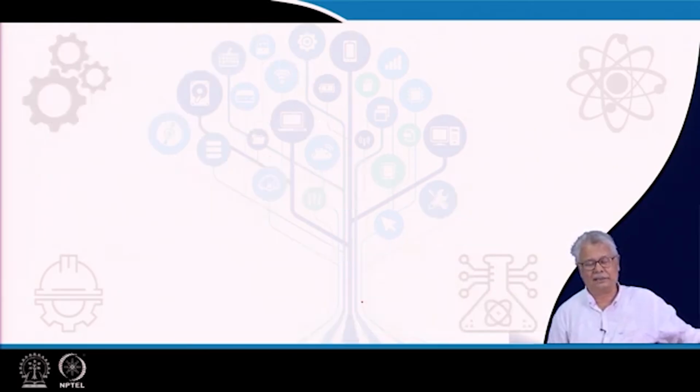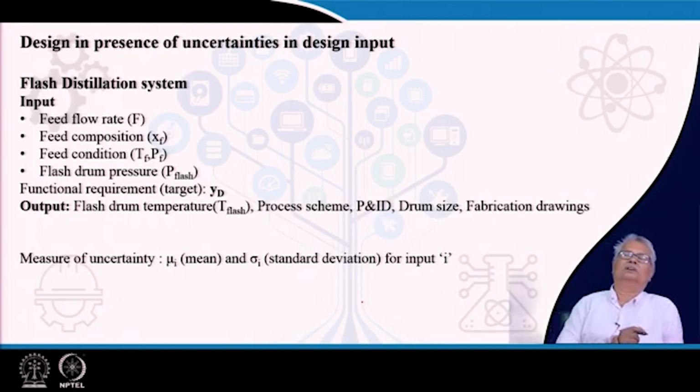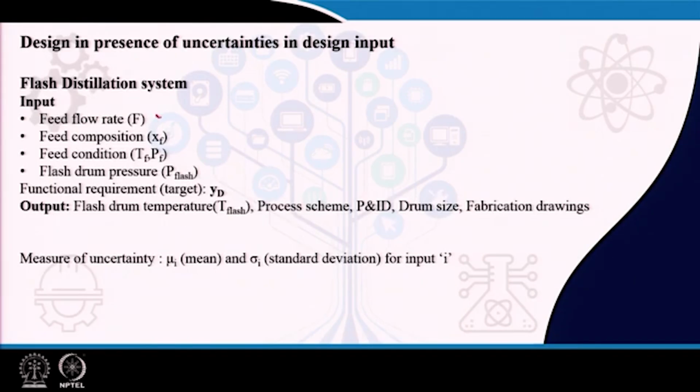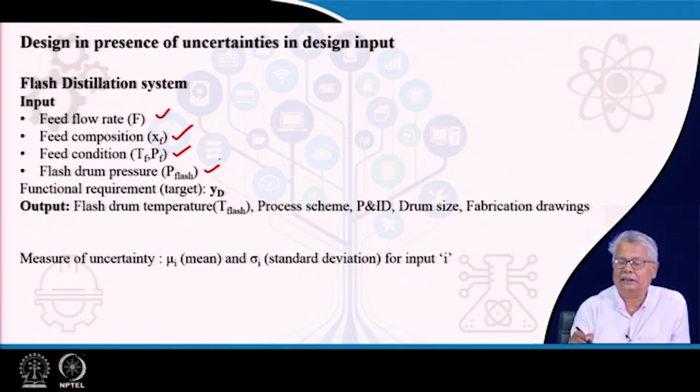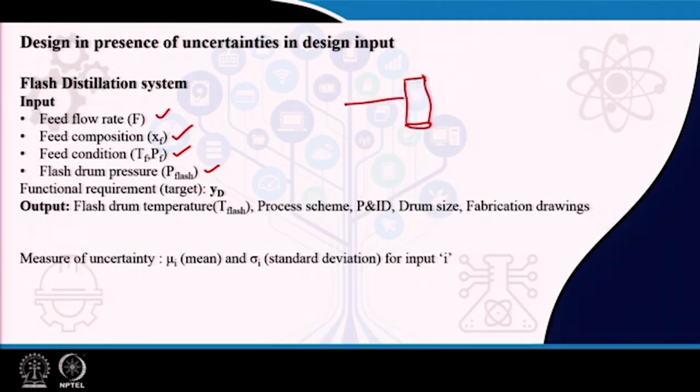Possibly now it is time for us to talk about certain uncertainties in the design input. The flash design system will have its input as design inputs: flash feed rate F, XF is the feed composition, the feed condition TF, PF, and the flash drum pressure is also stated in this particular case. My functional requirement is that after flashing, my drum overhead vapor should have a composition of YD, and this is my XP and this is my F.